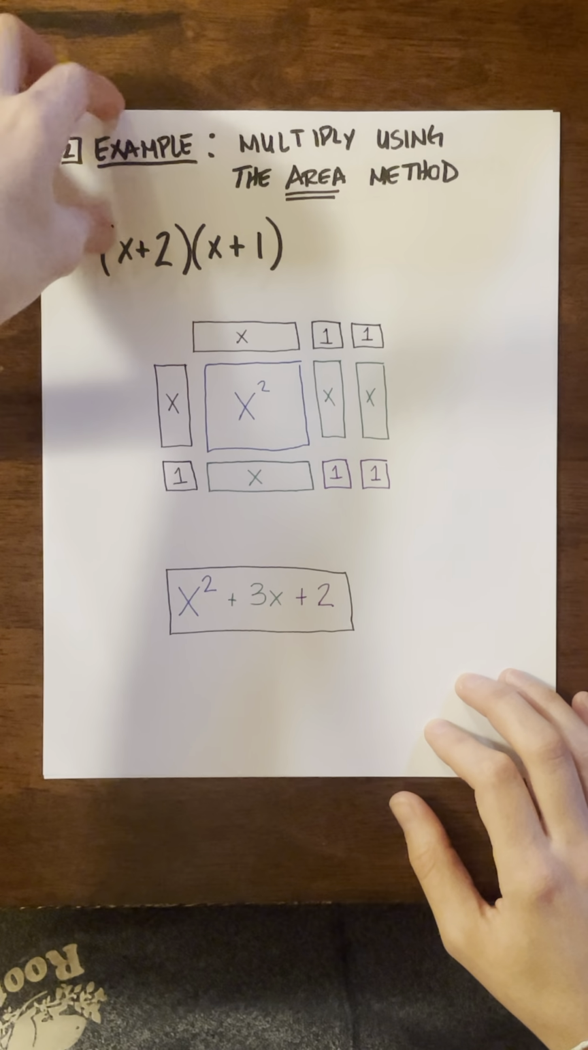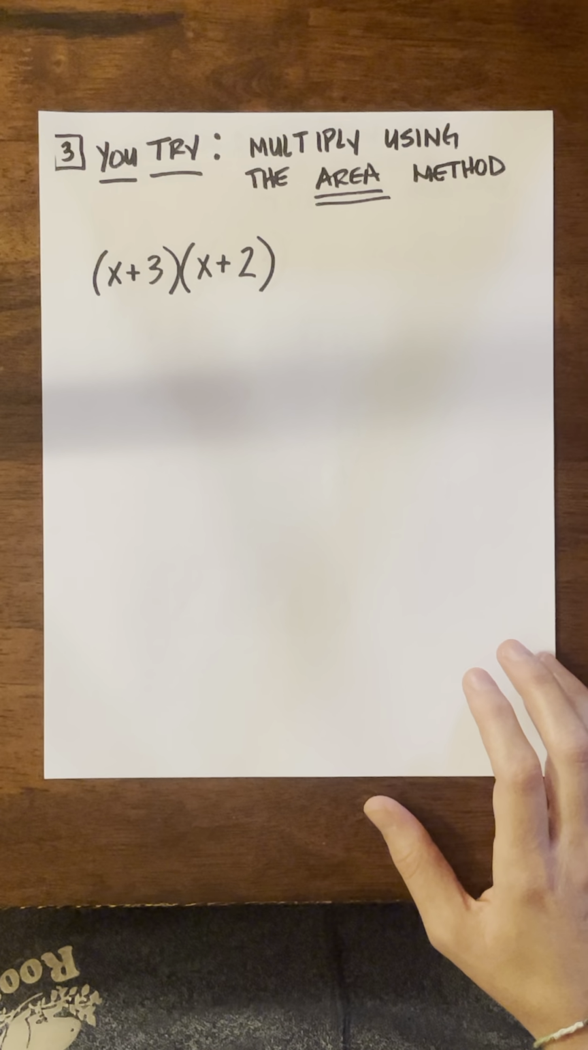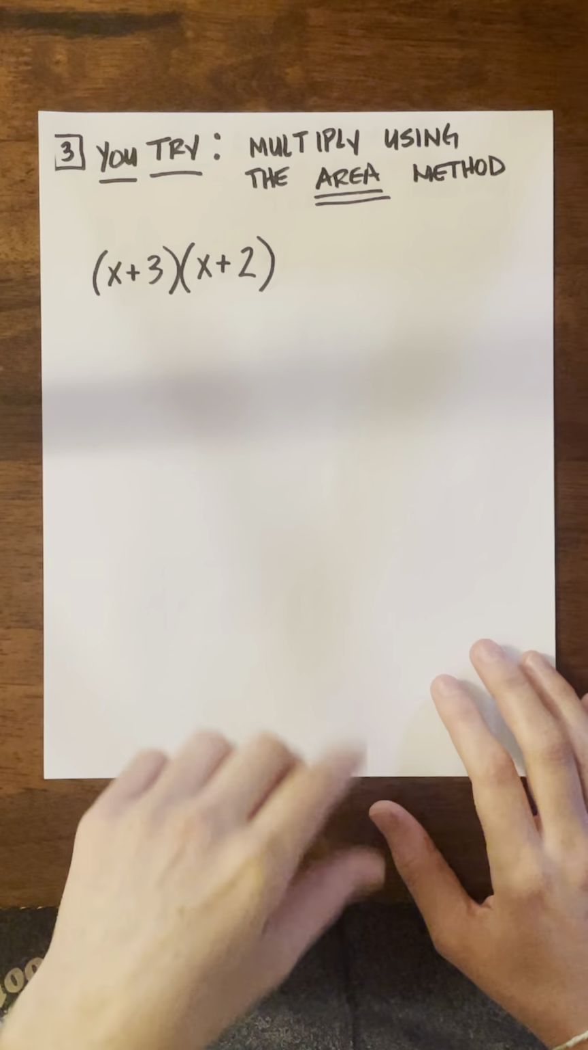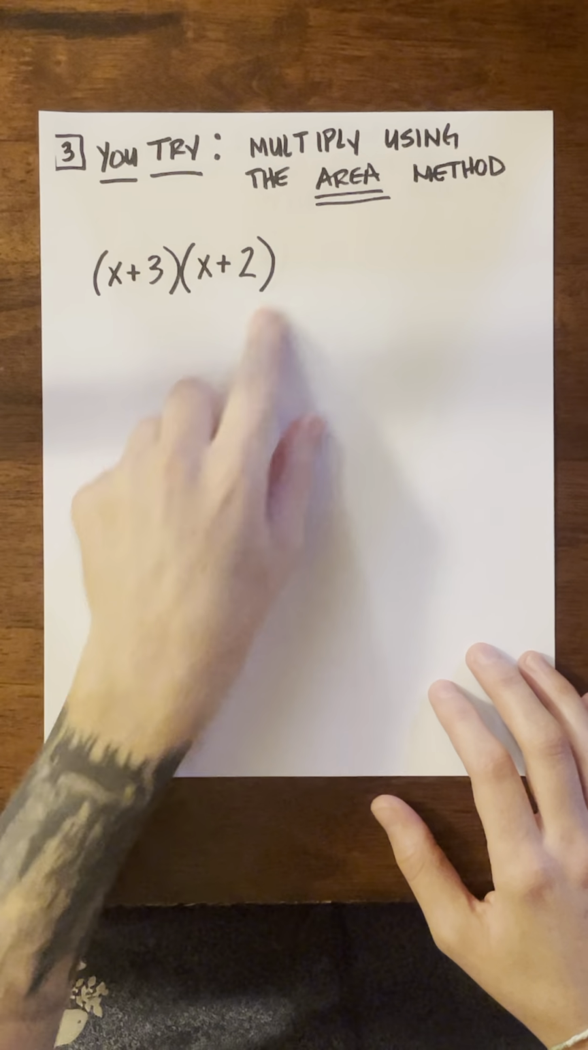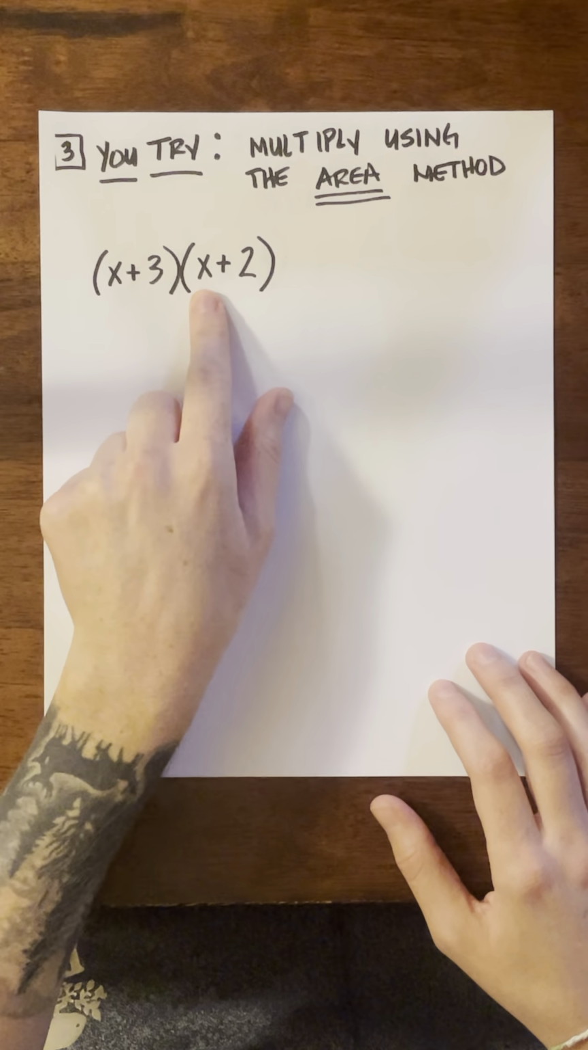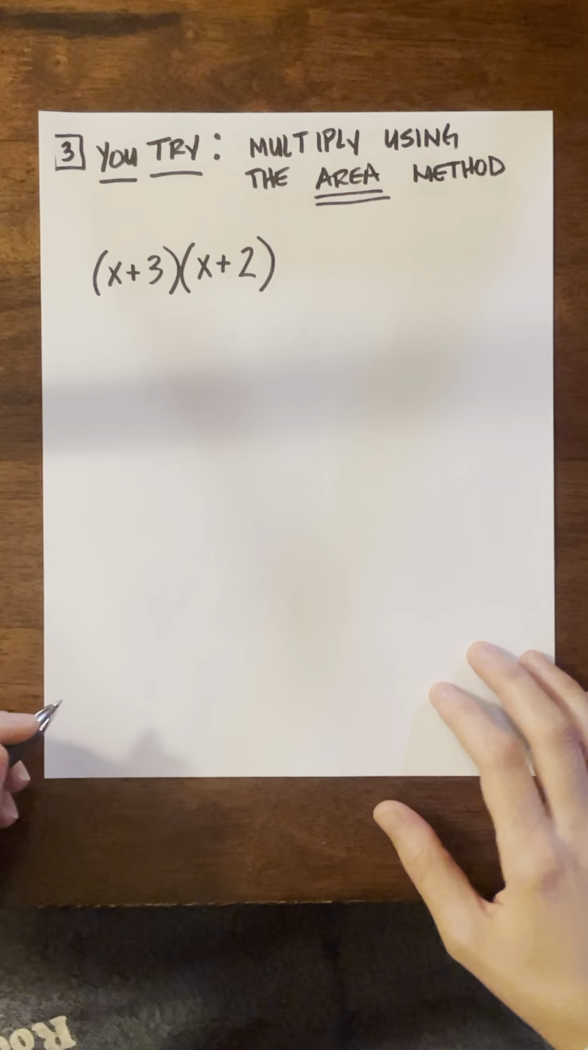Okay, let's go ahead and do one more. Let's go ahead and do our next example. Okay, and our next example, we are going to multiply using the area method again. And our problem says x plus 3 times x plus 2. So let's go ahead and get our problem started.